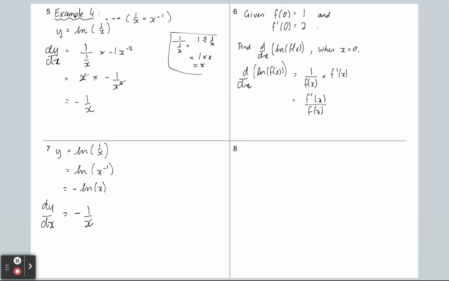Given these facts here, we can now evaluate. At x equals 0, we have f dash of 0 over f of 0, even though we don't really need that extra step. And then what is f dash of 0? We've got f dash of 0 on the top, which is the value 2, and we've got f of 0 on the bottom, which is the value 1, so we end up with the value 2. So there you go. It looks complicated, but it's not really.